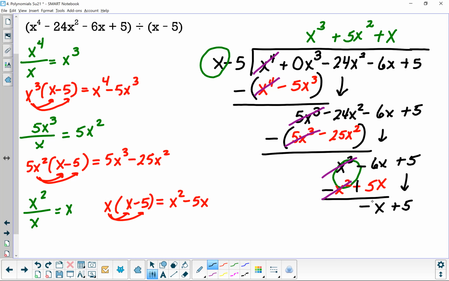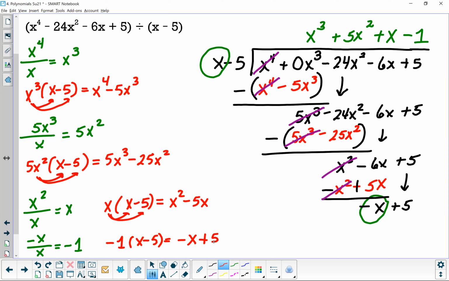Divide the minus x by the 1x in your divisor. So minus x by 1x gives us negative 1. I'm putting minus 1 in our quotient. Multiply the minus 1 by the divisor, x minus 5. So that gives us negative x plus 5. So I'm going to put a negative x plus 5.